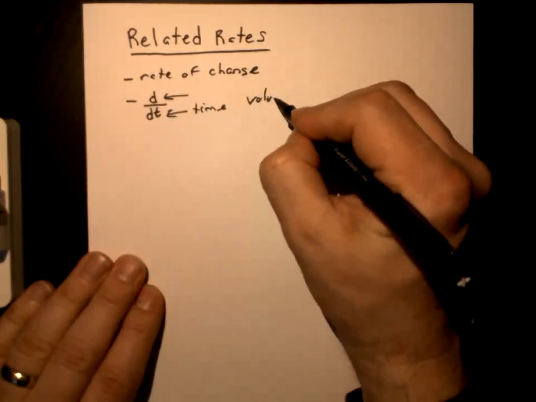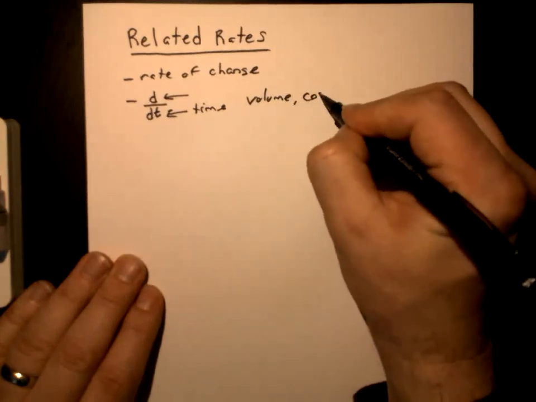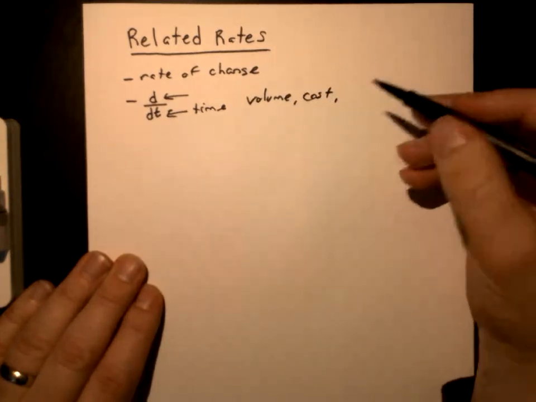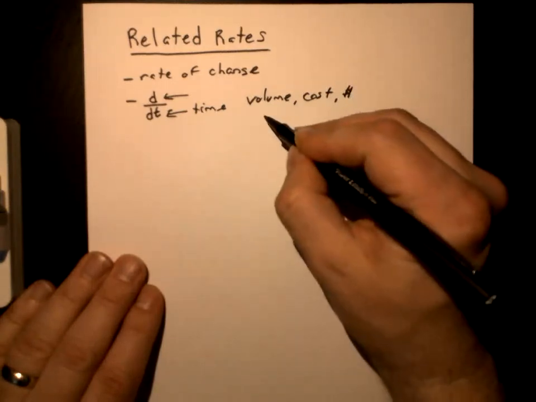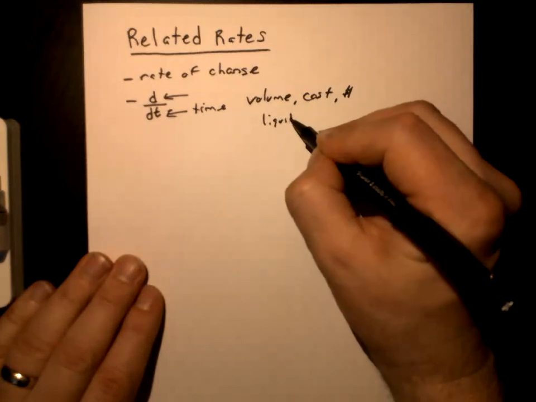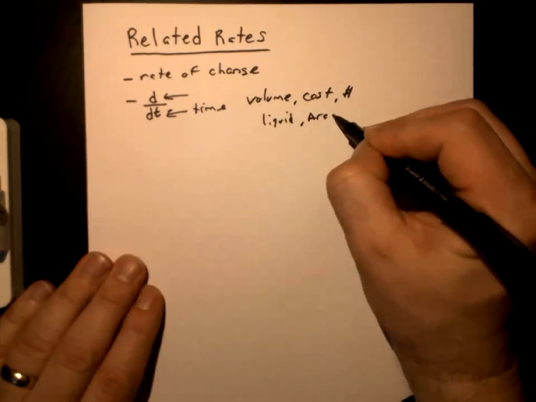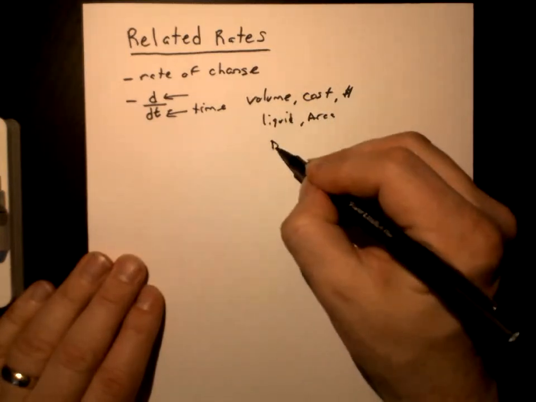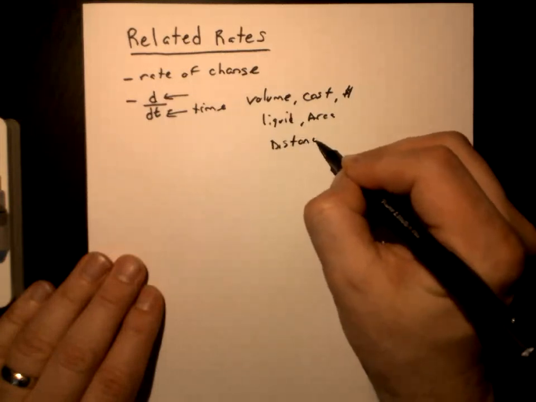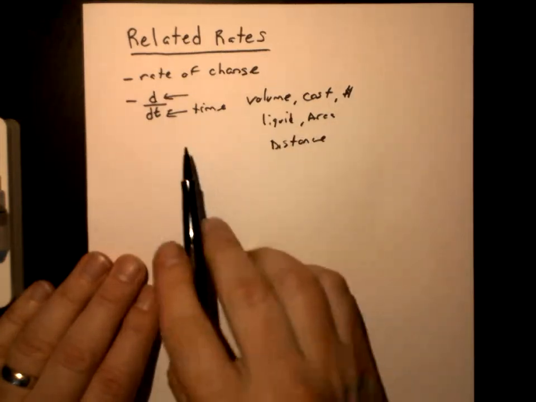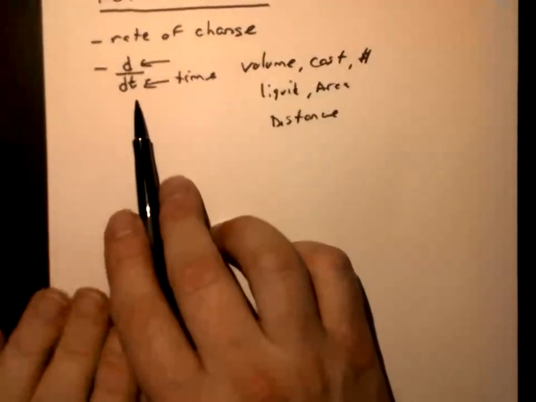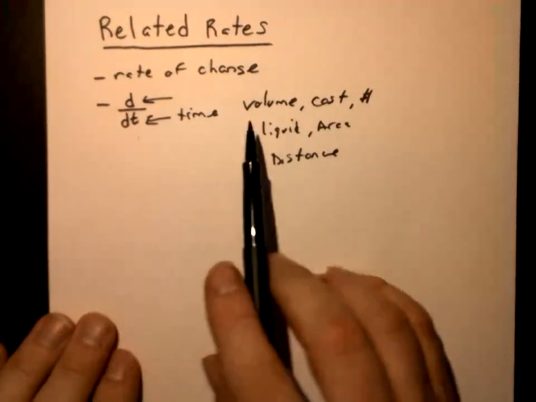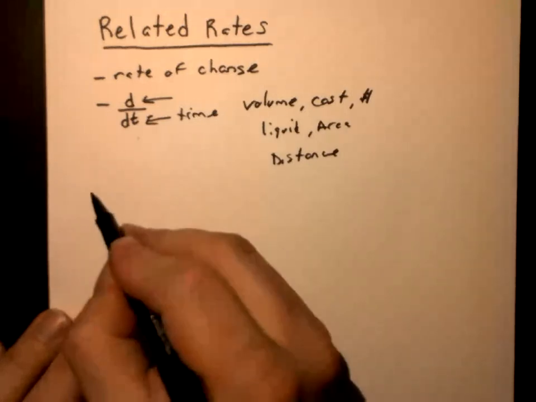So you have volume, you can have cost, we can have marginal cost, or we can have some sort of money, maybe like a liquid coming out, maybe just like an area. We can have a distance. They all have something involved, what we call time. And that's kind of what you have to think about when you're doing this. So let's go ahead and do a couple of derivatives.